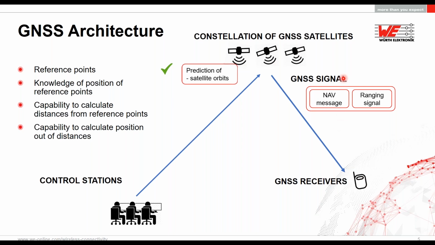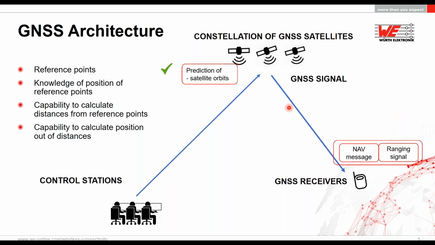And the second part of the GNSS signal is the ranging signal. This signal will be transmitted and sent to receivers. That means that the receivers will have the information about the satellite position. We can check the second point, knowledge of position of reference points.